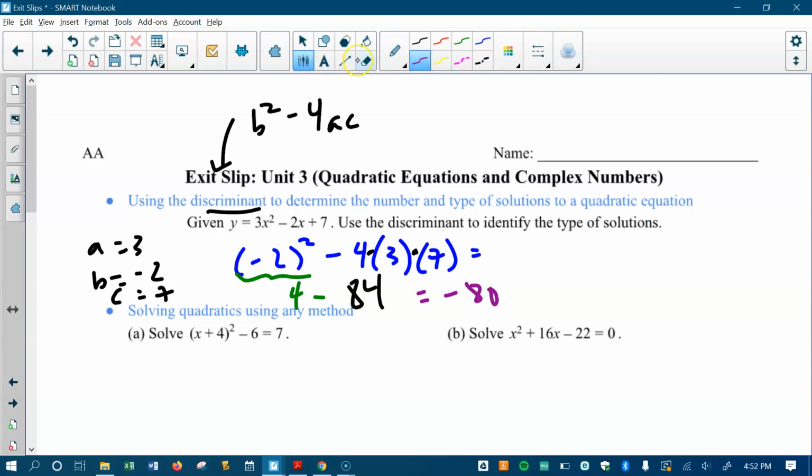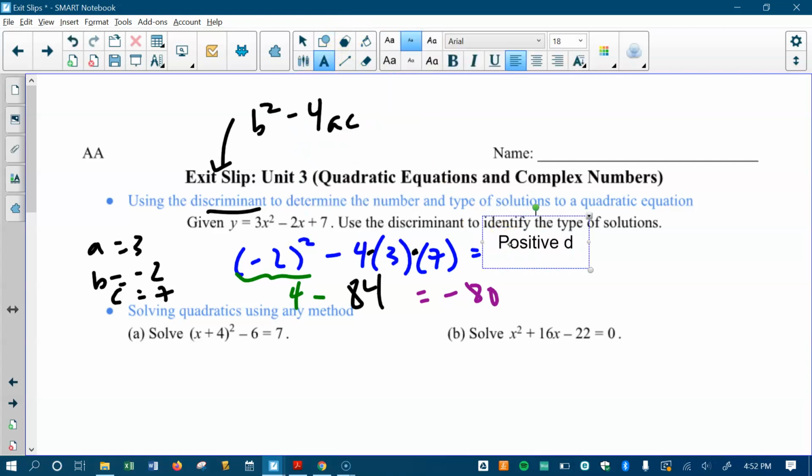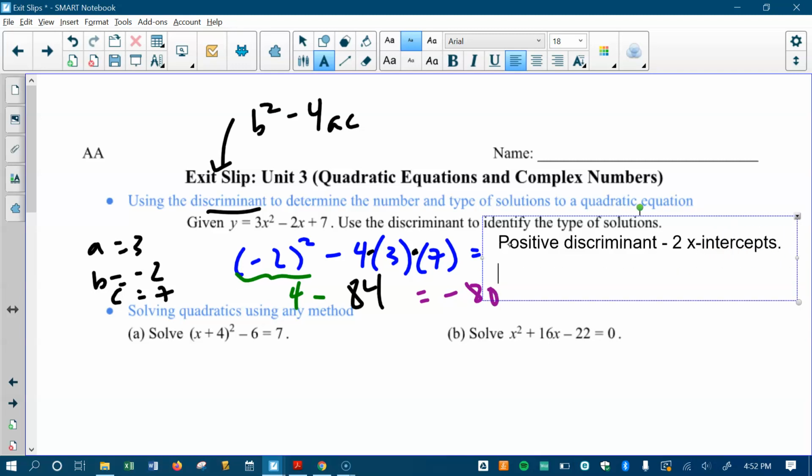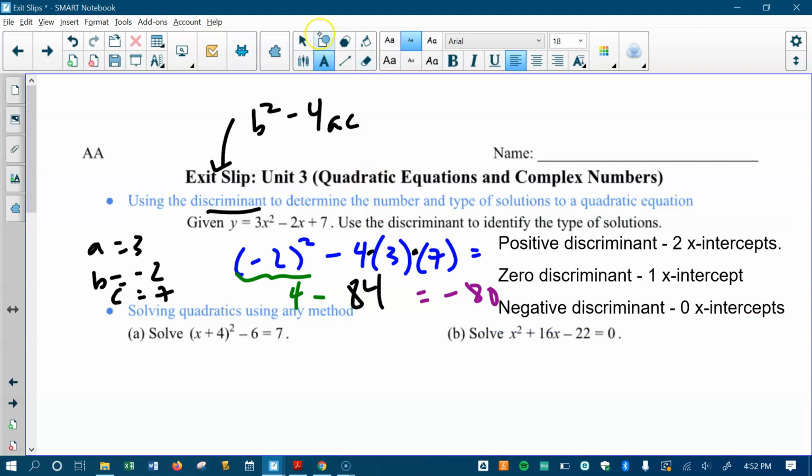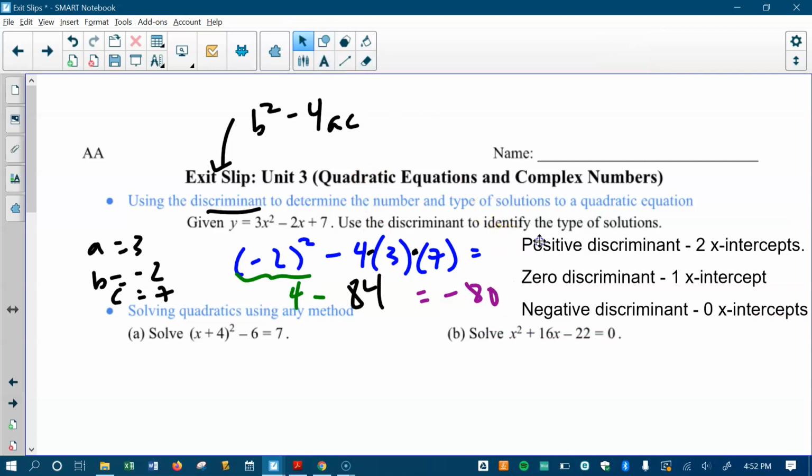Okay, here's what this tells us. Let me type this for you. Positive discriminant gets you 2 real roots. Let's change that. 2 x-intercepts. 0 discriminant. So if you got 0 for a discriminant, you get 1 x-intercept. And negative discriminant, you get 0 x-intercepts. Okay. That's the kind of solutions.